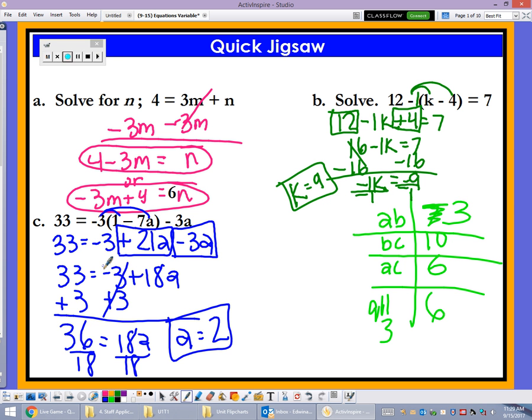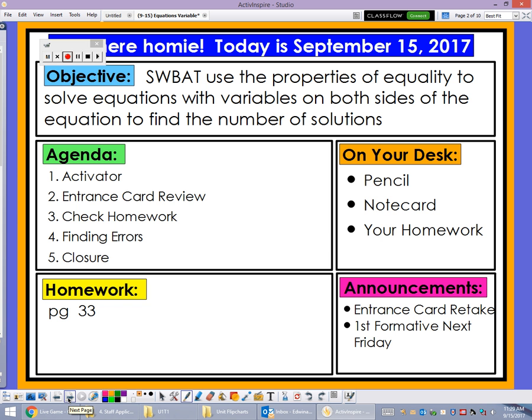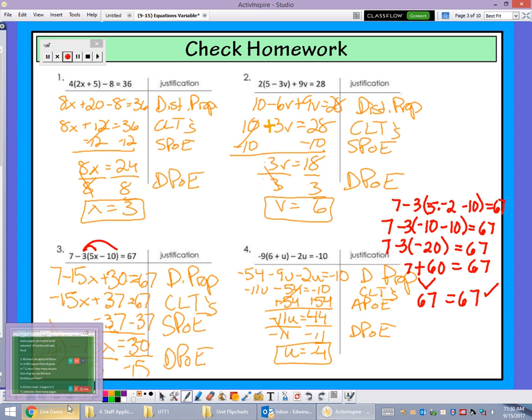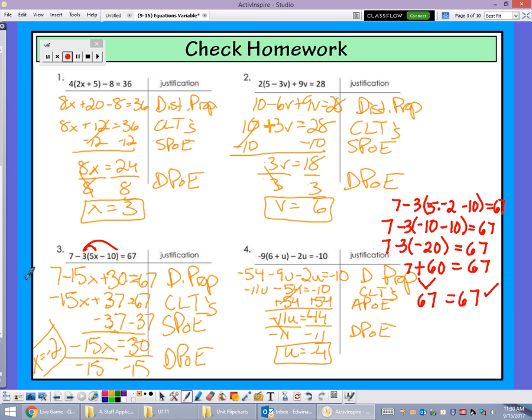All right. Let's go ahead and take a look at what your homework is tonight. That's not page 33. It's supposed to be page 26. That might change depending on what we get through today. This is first formative. We're right now going to shoot for next Friday. It's not going to be Wednesday, at least for right now. We're going to shoot for next Friday. All right, let's check your homework.